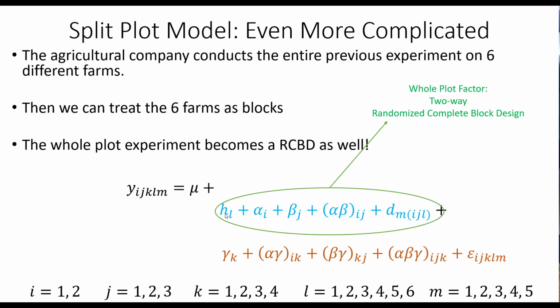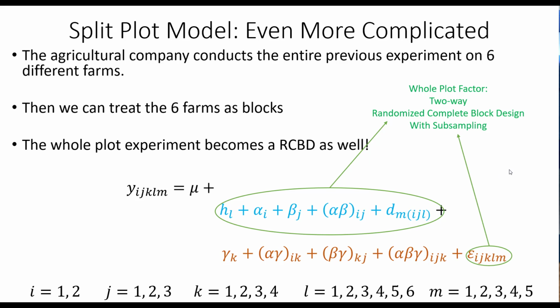So this will end up being our randomized complete block design part. H is going to be the random effect from the farm. Alpha, beta are our 2 whole plot factors. Alpha beta, i j is the interaction term for the whole plot factors. D is going to be the effect of the mth cow under factor A's ith level, factor B's jth level from farm l.